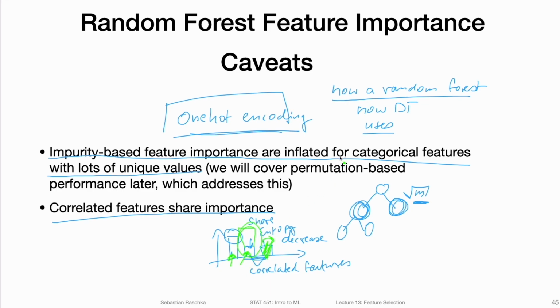Again, if we think about what is the most important feature in the data set, then this sharing of the feature importance could be problematic for the interpretation. But again, if we think about the feature importance of a random forest as how a random forest or decision tree uses different features, then I think this is totally fine. There is no issue with that. We just have to be aware of how a random forest behaves and that there are some caveats.